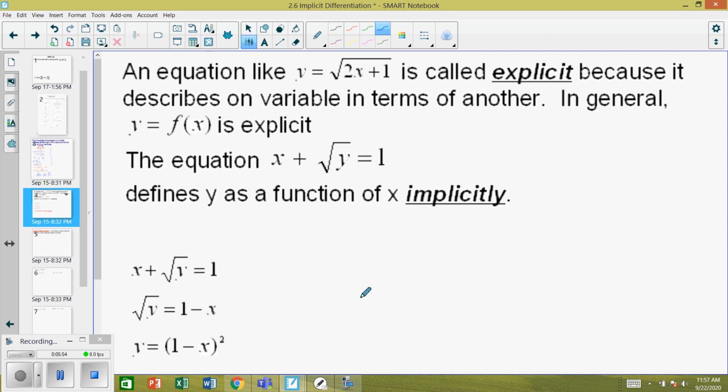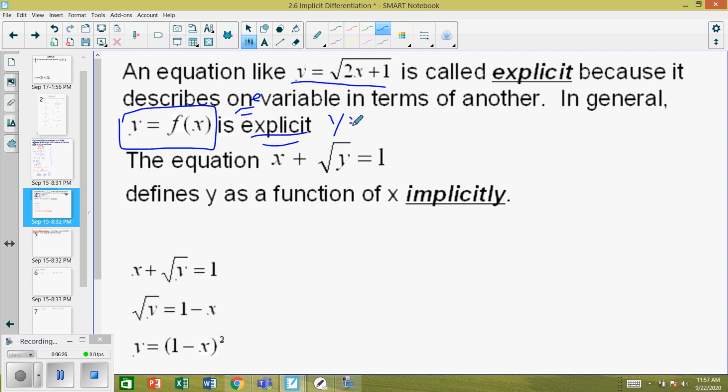It says an equation like y equals the square root of 2x plus 1 is called explicit because it describes one variable in terms of another. In general, y equals f of x is explicit. So if I say explicit, it is a y equals equation. It is one variable described in terms of another. So like, y equals is explicit.